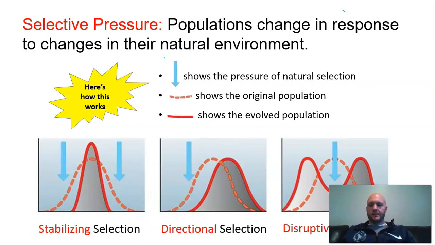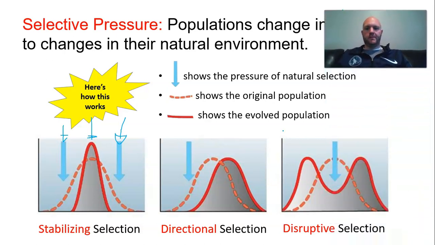Stabilizing selection is pretty simple, right? In this case, in stabilizing selection, the two extremes are least fit for their environment. So the middle ground is where the population will evolve to.